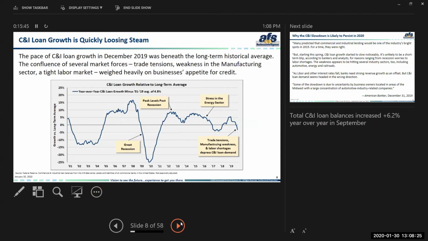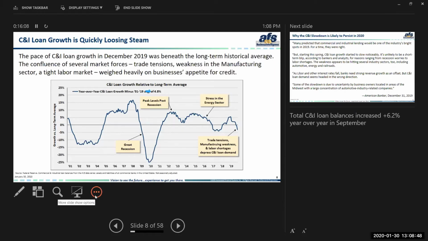The dominant story in 4Q was the slowdown in C&I loan growth. We thought it would be interesting to examine this trend within a historical context. The chart on slide 8 examines year-over-year C&I growth each month relative to the long-term historical average. Over the last 20 years or so, annual loan growth has averaged about 4.8%.